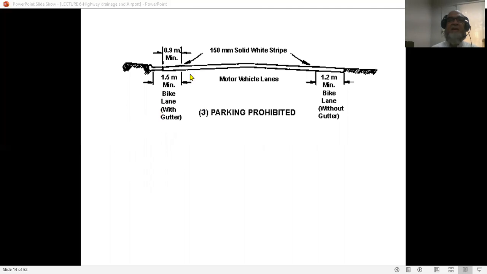So this is a typical example of a curbed section. You can see this is a curb stone and there is a depression in it. On both sides of the road, obviously the parking is permitted. So on this side you may not provide a gutter, but on this side you provide a gutter.